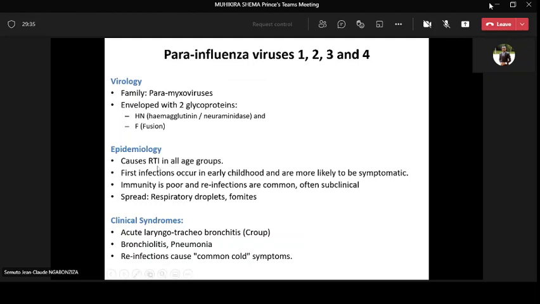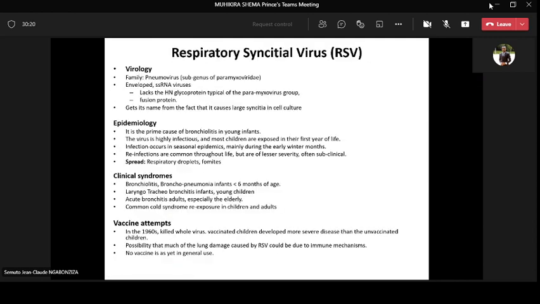It causes respiratory tract infection in all age and mostly occurs in childhood, more likely to be symptomatic, while immunity is poor, reinfection is common. Spread by droplet and fomite, and clinical symptoms: laryngotracheal bronchitis, bronchiolitis, pneumonia, infection, cause common cold symptom. We have respiratory syncytial virus, which mostly affects the lower respiratory tract. It is also a paramyxovirus.